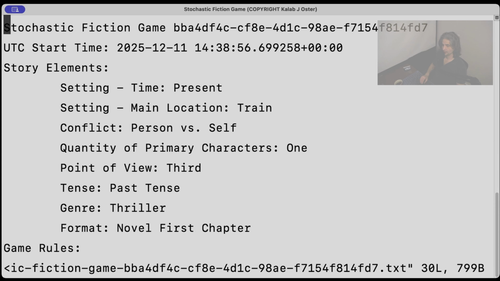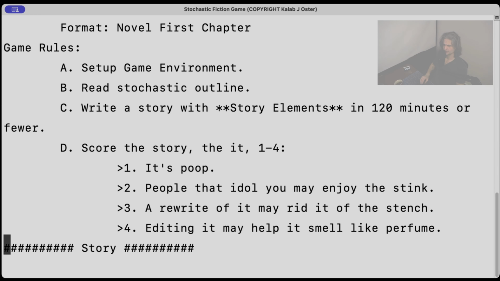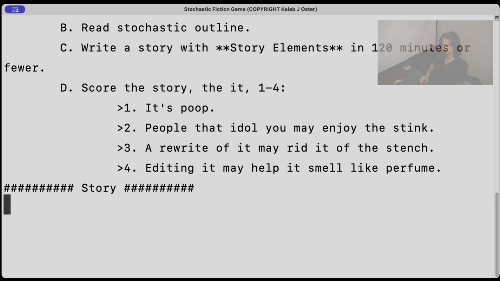which means I need to write a novel first chapter that has to happen entirely on a train, and it has to be a thriller. Well, there's plenty of thrillers that have happened on trains before. The one thing that's making me a little bit tense is the past tense. I always write in present, typically by default, so we'll see if I can stick to that. And we're on a train.